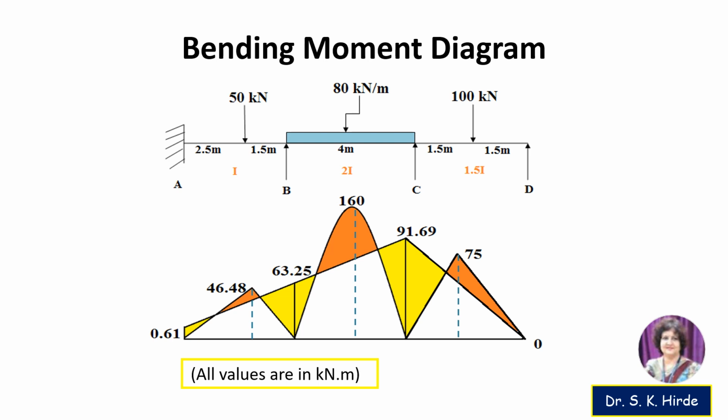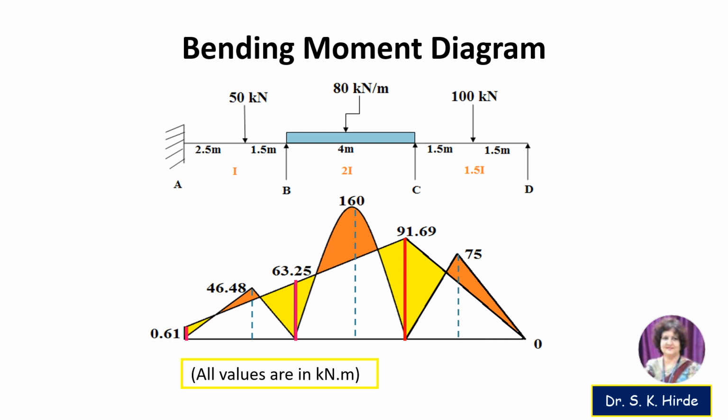There is one minor correction in this diagram. Under the point load of 50 kilonewton, instead of the value 46.48, it is 46.875. Now in this diagram, the portion over which there is overlapping of negative diagram or positive diagram will cancel each other. The yellow portion is negative diagram, that means it has hogging bending moment, whereas orange portion has sagging bending moment.